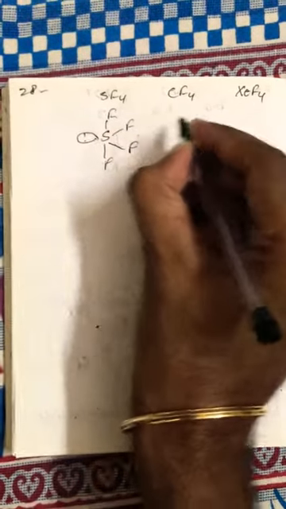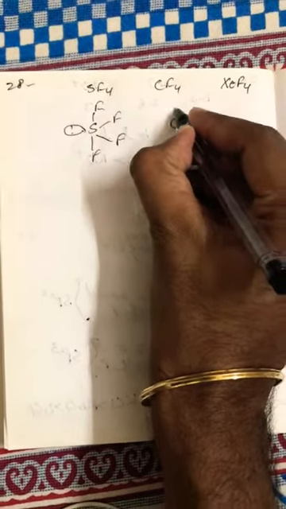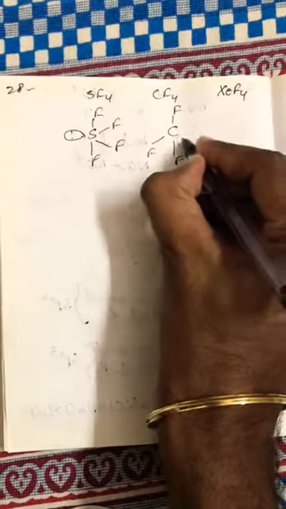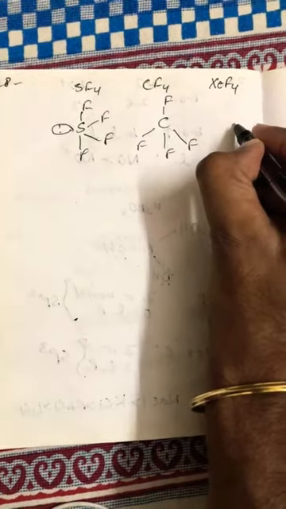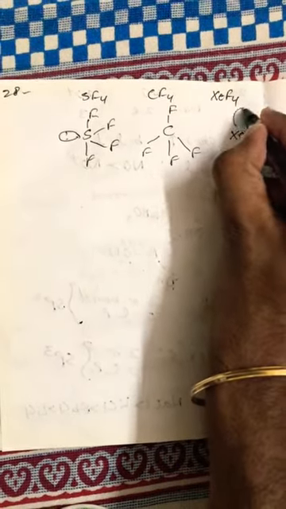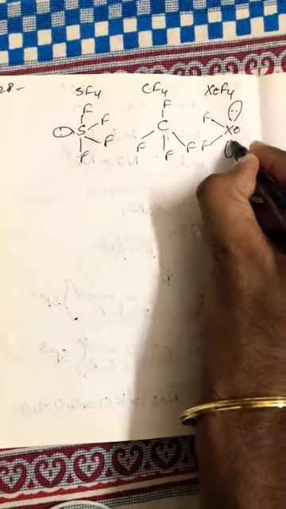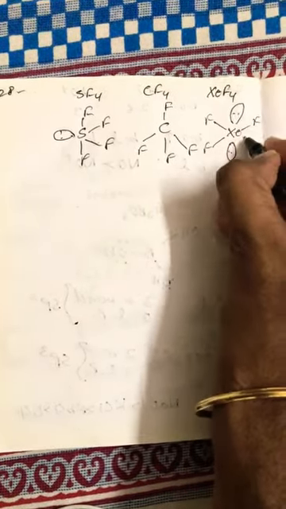Question number 28. SF4 is seesaw with 1 lone pair. CF4 is tetrahedral with 0 lone pairs, while XeF4 is square planar with 2 lone pairs.